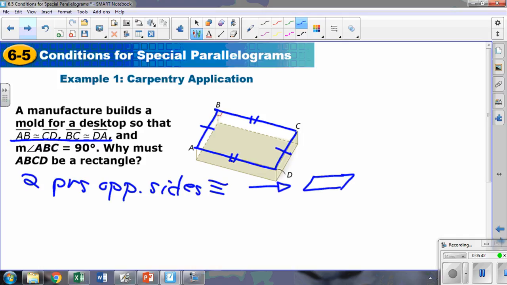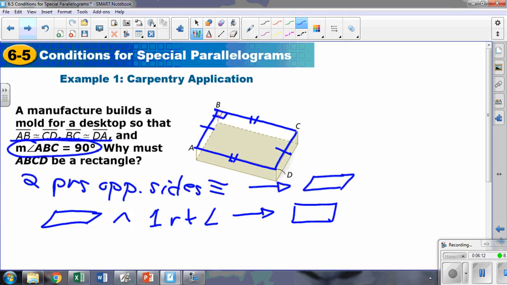Why does it have to be a rectangle? Well, the next piece is the measure of angle ABC is 90. That's one right angle. We have a parallelogram, and we have one right angle. This is one of our tools that we've got. A parallelogram with one right angle forces the shape to actually be a rectangle. And we're done. We can actually reference the two theorems that we're using, and those are our justification. This is our explanation why it's a rectangle.